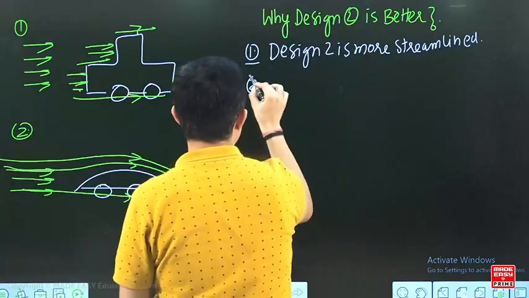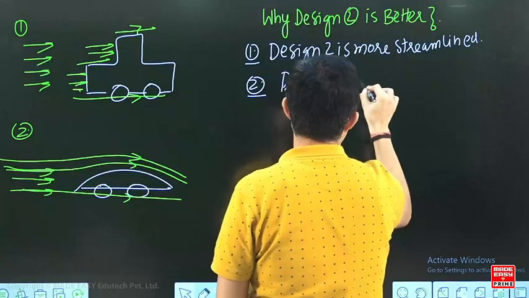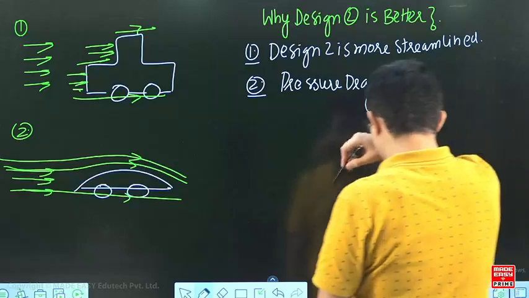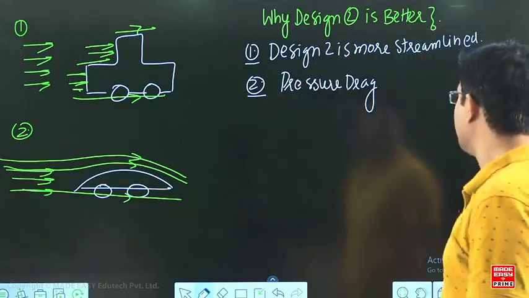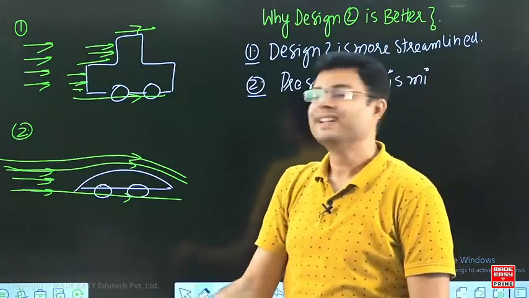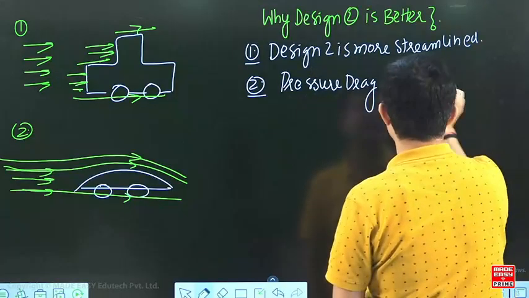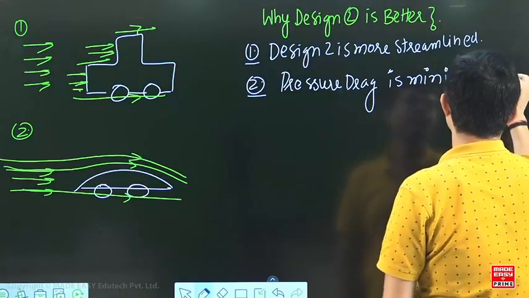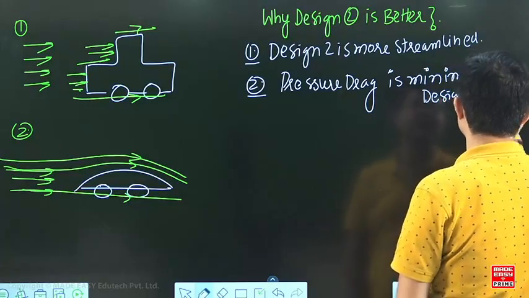The second good reason will be that pressure drag, which is the main culprit, the biggest culprit, and a frightening nightmare for an aerodynamic engineer. Pressure drag is minimum in design 2. It cannot be zero, it can never be zero, but it is minimized. So pressure drag is minimized in design 2.